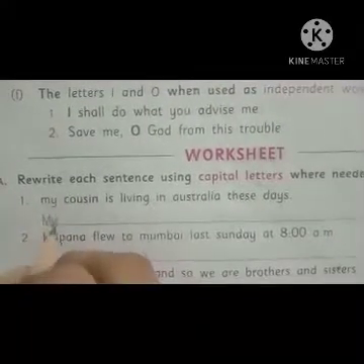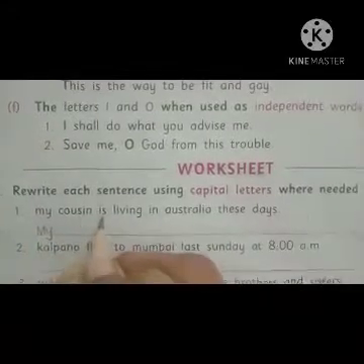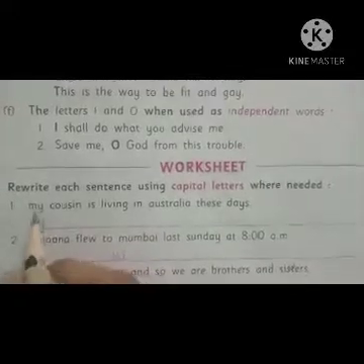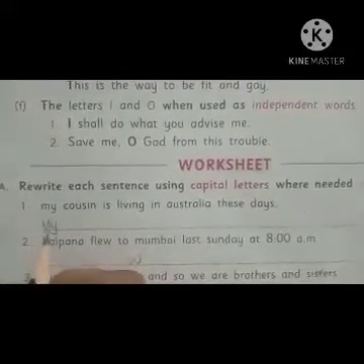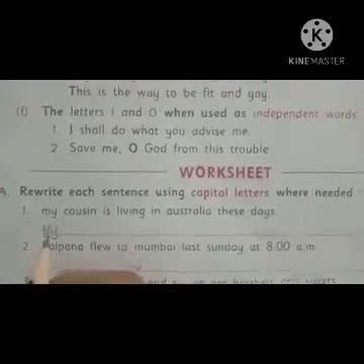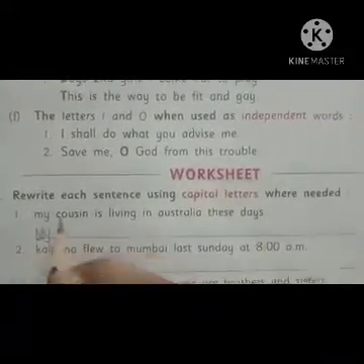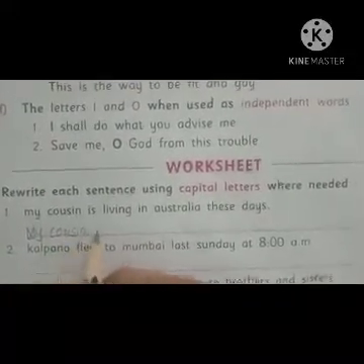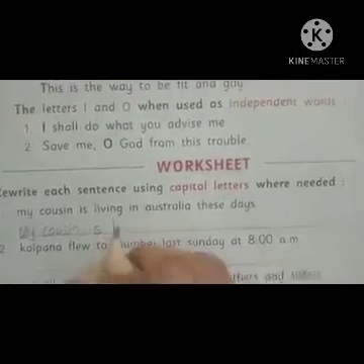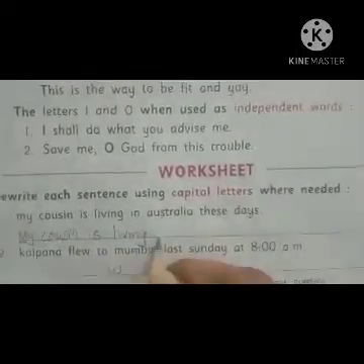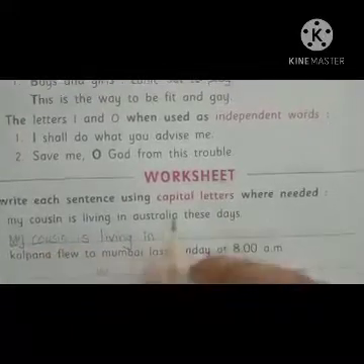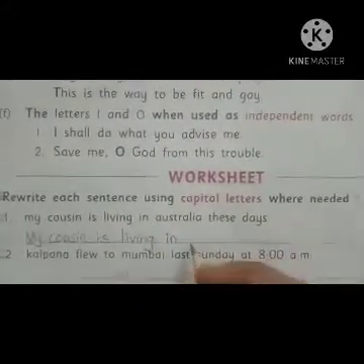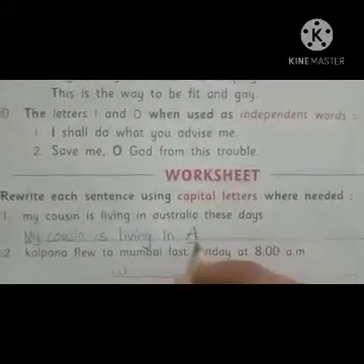My. Okay, what is the sentence? My cousin is living in Australia these days. My, M is a capital letter, and underline the M also. Why? Because it is very easy to identify. Cousin, we have to write this cousin. Is living, L-I-V-I-N-G, living in. Where was the cousin living? Australia. Australia is the place. A, we have to write the capital letter A and underline the letter A.